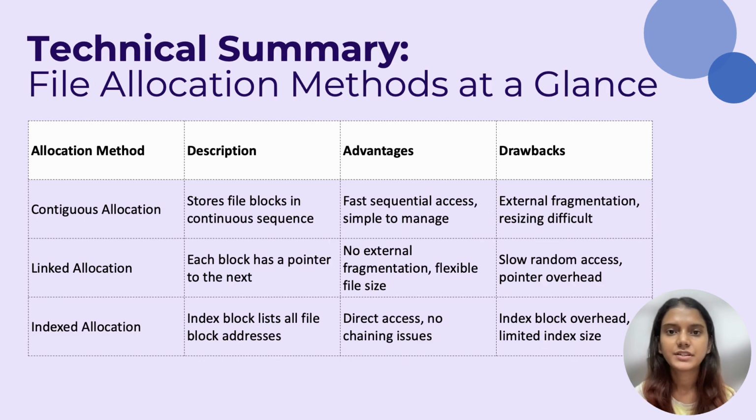To summarize the technical details, contiguous allocation offers fast and simple access but suffers from fragmentation. Linked allocation avoids fragmentation and allows flexible growth but is slow for random access. Indexed allocation supports direct access and avoids pointer chains but requires extra indexing space. These three strategies form the foundation of file system implementation in operating systems.